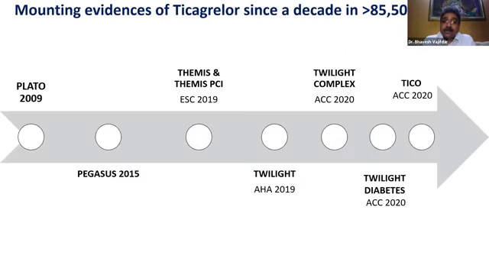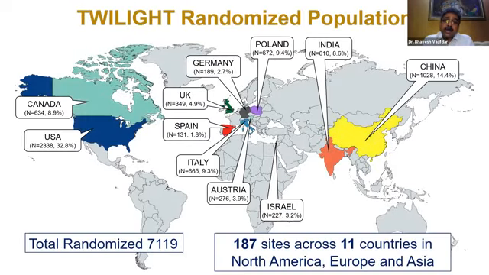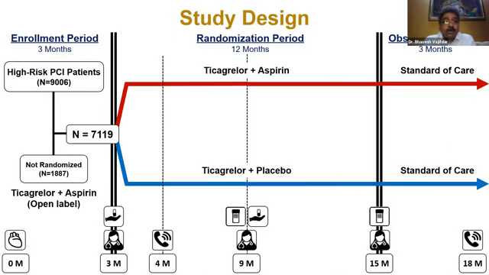And then we move on to the next trial. There is the Twilight trial, in which they were again evaluating ticagrelor with aspirin or ticagrelor alone in high-risk patients after a coronary angioplasty or intervention. So again, a very robust trial. Over many countries were involved, lots of patients. And what they did was initial first 3 months. So after an angioplasty, for the first 3 months, they all received ticagrelor plus aspirin. So everyone got a dual antiplatelet for the first 3 months. And mind you, these were all high-risk PCI patients.